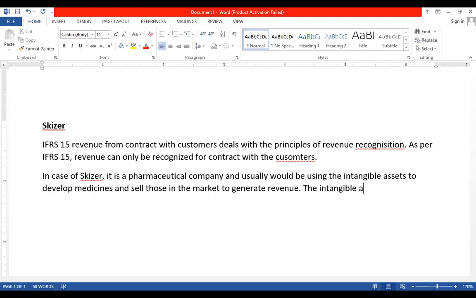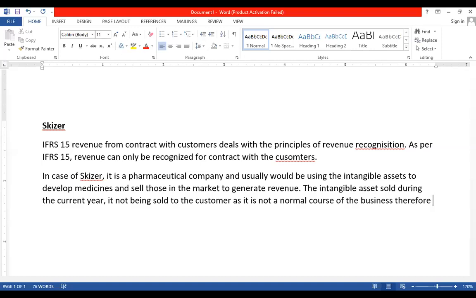The intangible asset sold during the current year is not being sold to the customer, as it is not a normal course of the business, therefore shall not be recognized as a part of revenue. So that's the simple answer. And I think most of the people are clear on this. So there is no need to take it into too much of the details.